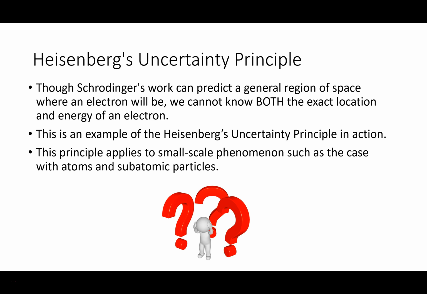All right, Heisenberg's uncertainty principle. There's a question on the test, and the crux of it is something like this. Uncertainty means I just don't know, right? Well, the Heisenberg uncertainty principle applies to very small things. In this case, we're talking about electrons. It says you cannot know both the location and energy of a given electron. You can know one or the other, but you can't know both of them.